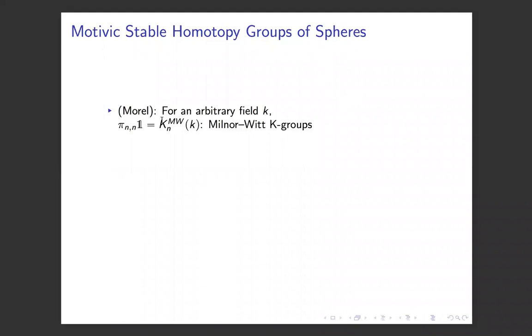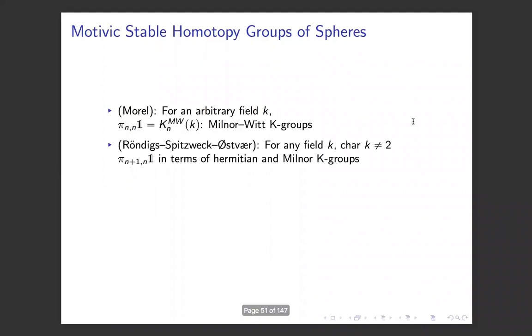The first work is by Morel, which says that pi_{n,n} of the sphere spectrum can be written in terms of Milnor-Witt K-groups. This is called the Milnor-Witt zero stem, or the zero line. Then a more recent result by Röndigs, Spitzweck, and Østvær computes pi_{n+1,n} of the sphere spectrum, again for an arbitrary field when the characteristic is not 2, in terms of Milnor-Witt K-groups. These results are general enough that they compute for any field.